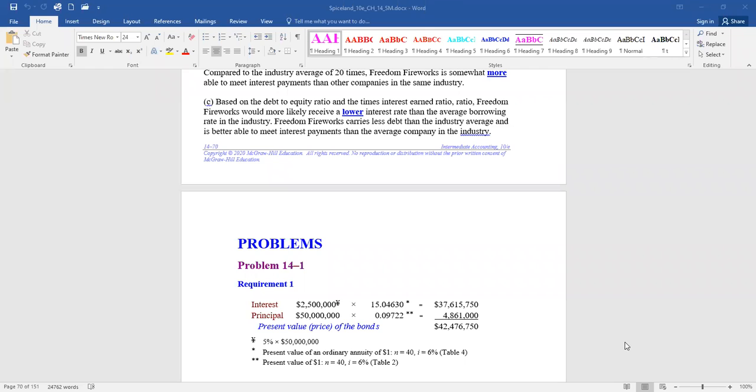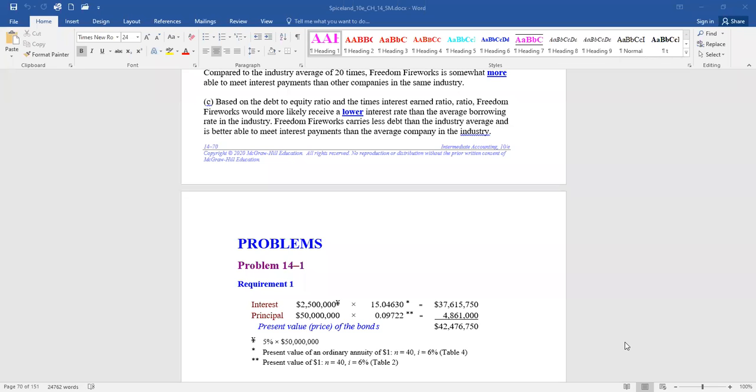Interest is always paid at the end of a period, so we're going to use the present value of an ordinary annuity table with N is 40, I is 6%. Multiply the factor times the interest of 2.5 million. So what this is saying is that a person is willing to pay $37,615,750 today to receive those $2.5 million in payments over the next 20 years.